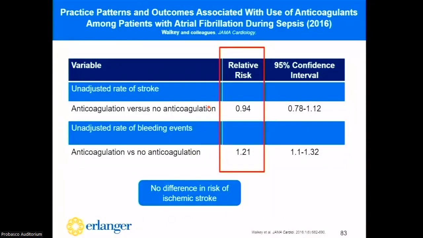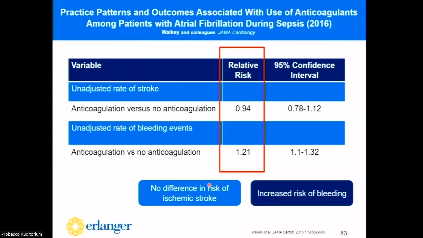In comparing the relative risk of these groups for unadjusted rate of stroke, they saw there really was not a difference in the rate of stroke between patients that received anticoagulation versus those that did not. They did, however, see a higher risk of bleeding events in patients that did receive anticoagulation versus those that did not, further highlighting that potentially the risk of anticoagulating these patients in this acute setting with sepsis is more risk as far as bleeding compared to your actual ischemic prevention benefits.